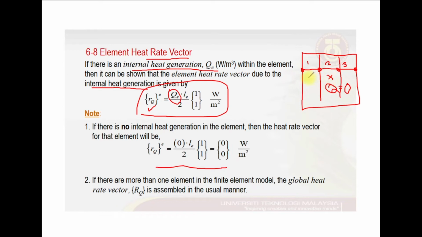So in this case, there will be a heat rate vector for the element number 2, where QE here will take the value of Q, and it will be divided by 2. That means the internal heat generation here will be transferred into the equivalent internal heat generations on both nodal point number 2 and number 3 in this figure.